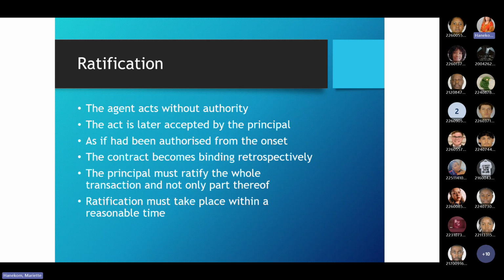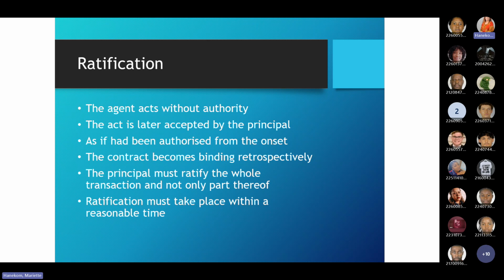And then the last concept you need to know is the concept of ratification. Please note the word. The word is ratification. It is not rectification or whatever. This is a specific legal term, ratification. The verb is to ratify. If you spell it wrong, you're going to lose marks.